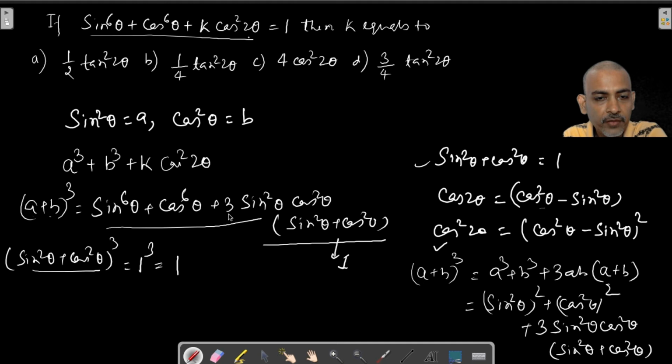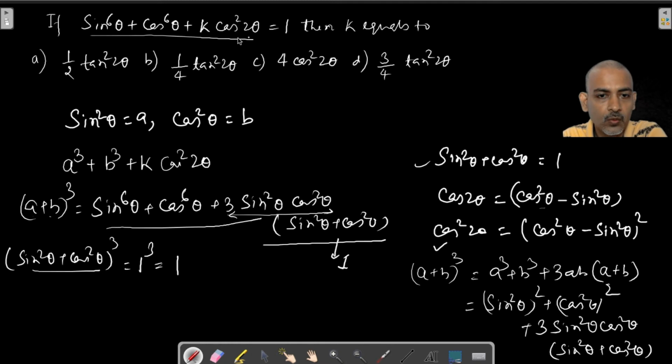We are left with the 3 sin square theta cos square theta term. And when you compare this with this one, you can as well write this as cos square theta. You can write it as.